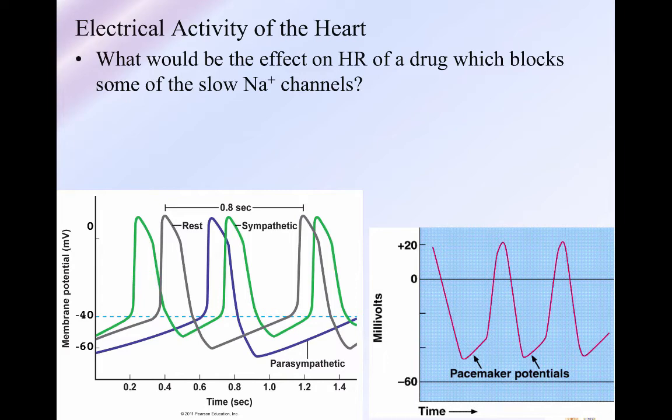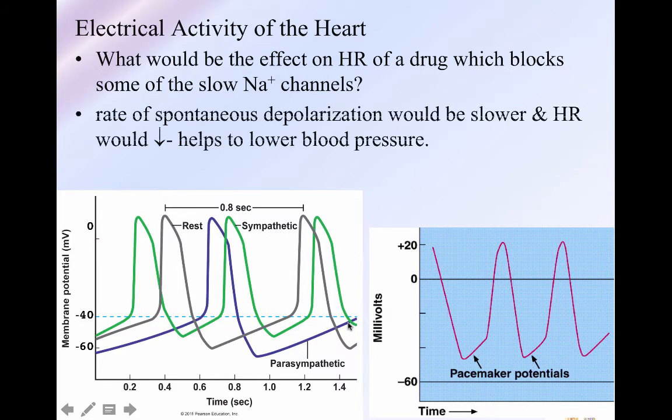What would be the effect on heart rate of a drug which blocks some of those slow voltage-gated sodium channels? Well, as you can imagine, sodium wouldn't enter the cell quite as fast. And so the slope of the pacemaker potential would be more shallow. It would take a little bit longer for us to reach threshold, and as a result, we'd have a slower heart rate. This slower heart rate would help to lower blood pressure a little bit.